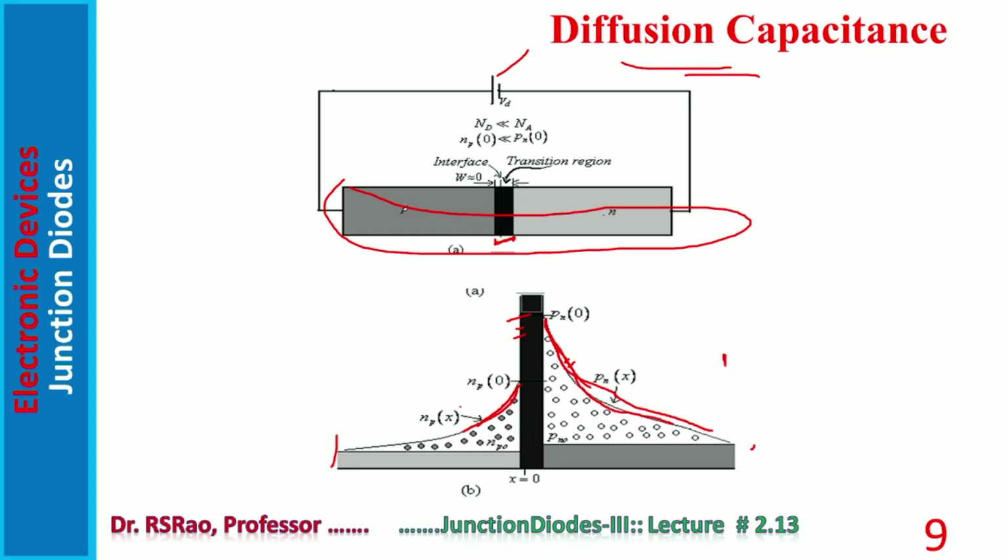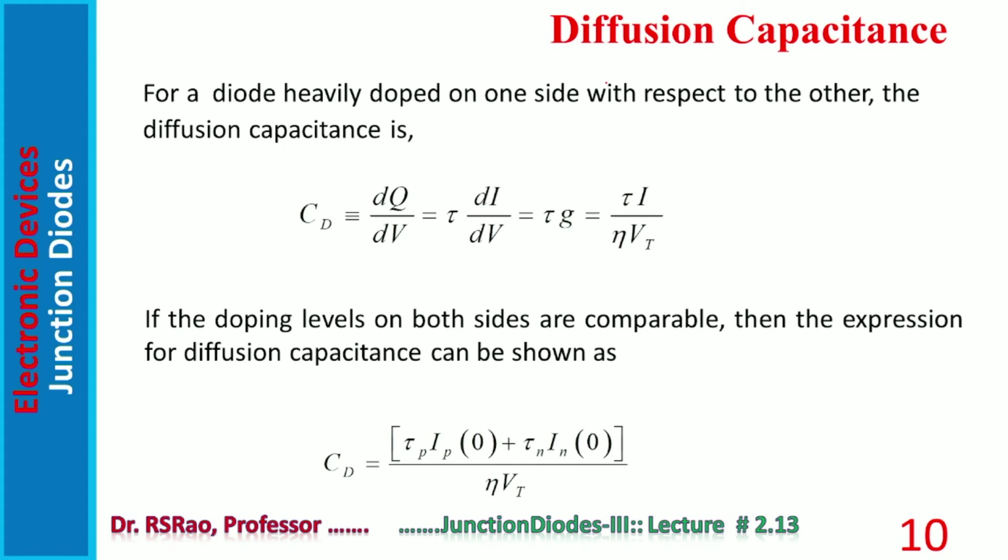Electron concentration on P side. Notice a good amount of negative charge is there on P side, and a good amount of positive charge is there on N side. These two charges, minority carrier charges, they are the source of diffusion capacitance. Some more points regarding diffusion capacitance.